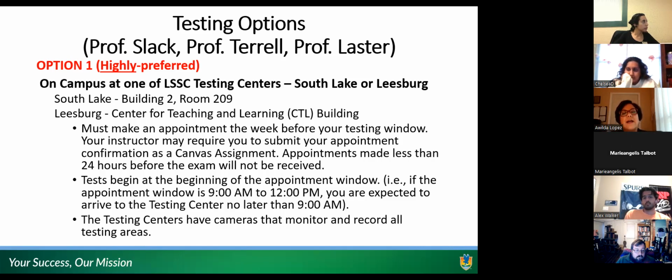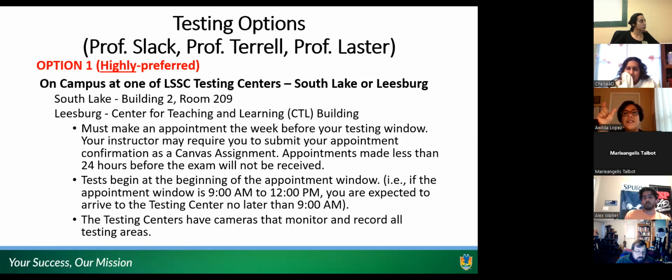There are three test times per day. You can start testing at 9 a.m., you can start testing at 1 p.m., or you can start testing at either 4:30 p.m. or 5 p.m. That's our evening slot. Now, when you go to make your appointments, it's going to actually show you a window.